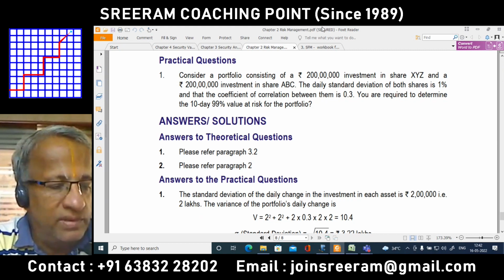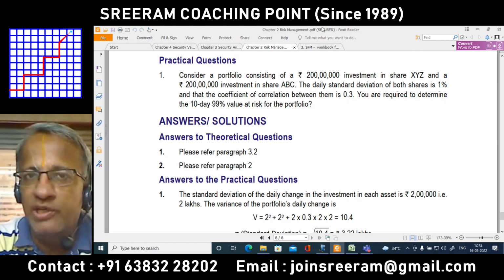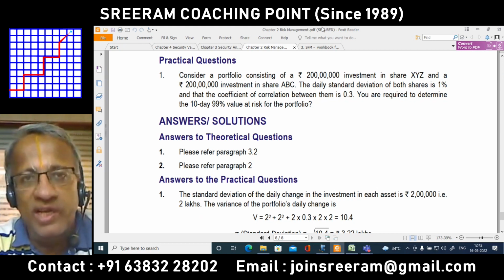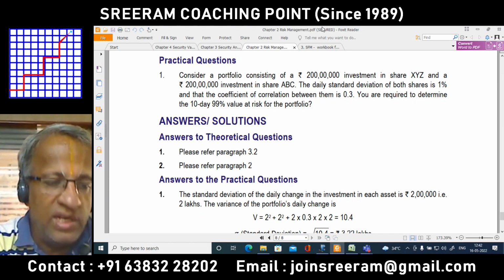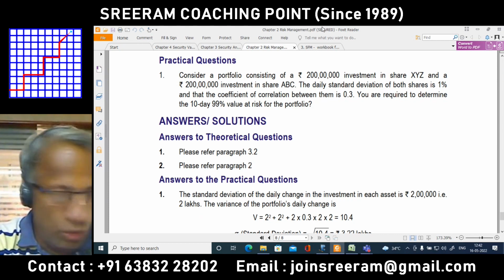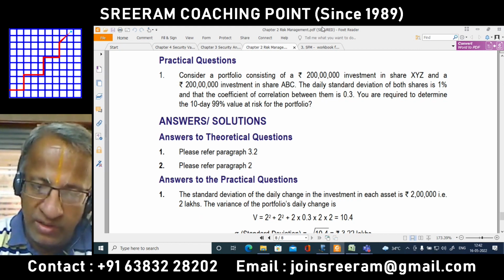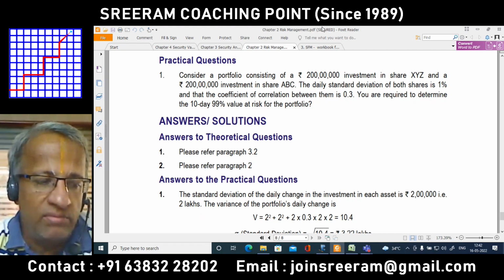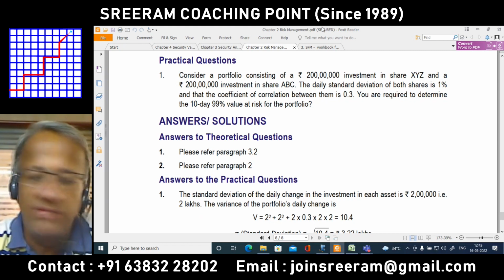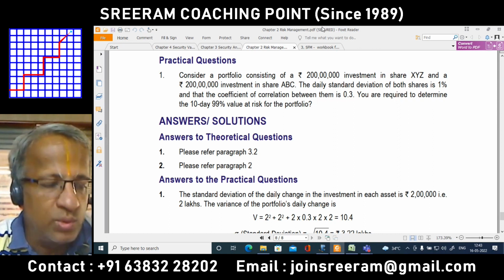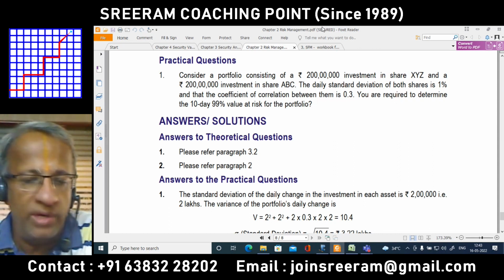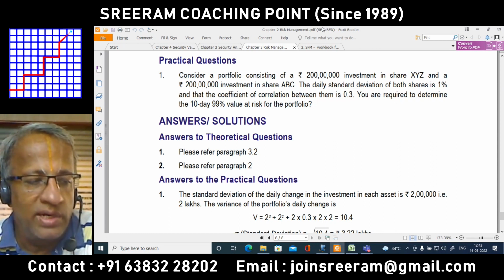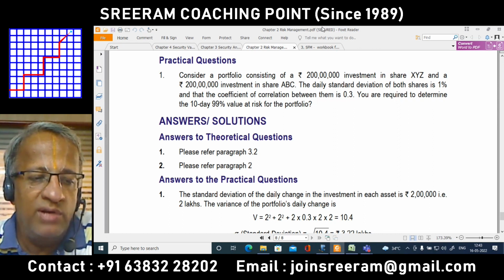Chapter in question, the only question that you have in our institute material. This is about once again non-value at risk. Let me read out. Consider a portfolio consisting of 200 lakhs investment in share XYZ and 200 lakhs investment in share of ABC. The daily standard deviation of both the shares is 1%, and the coefficient of correlation between them is 0.3. You are required to determine the 10-day 99% value at risk for the portfolio.